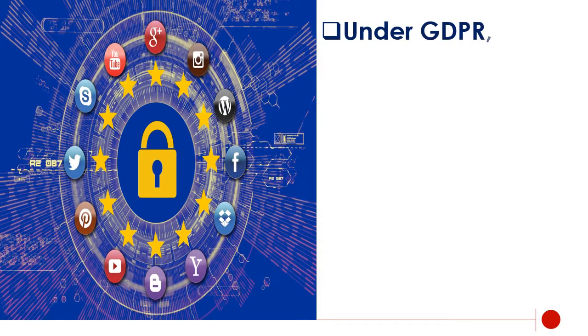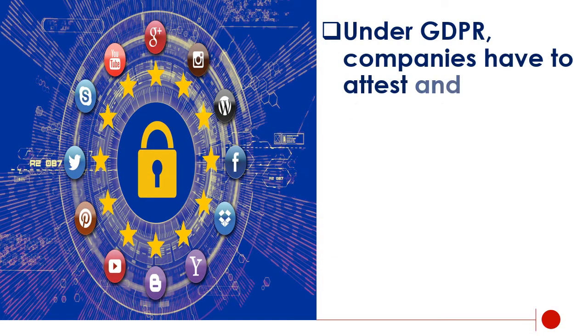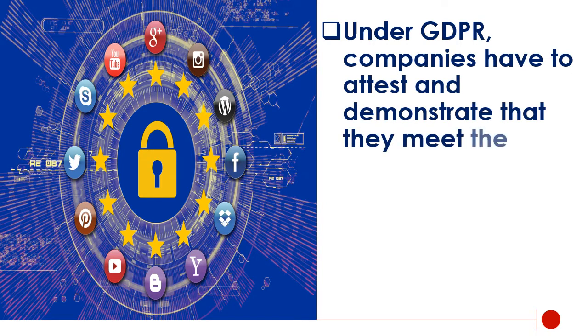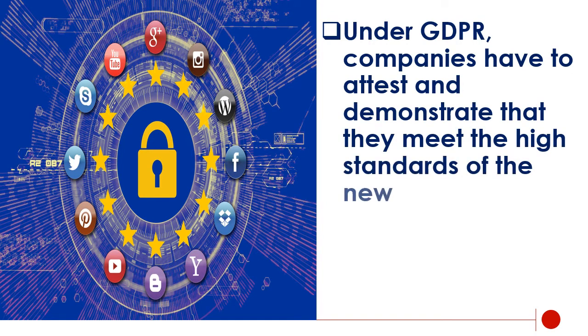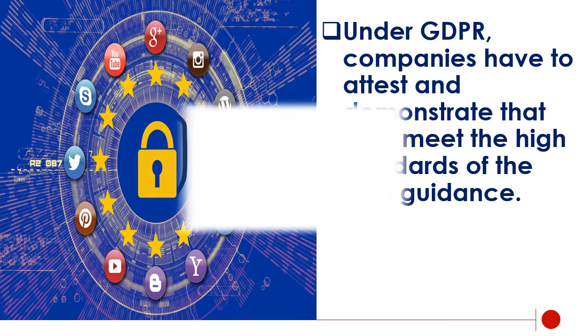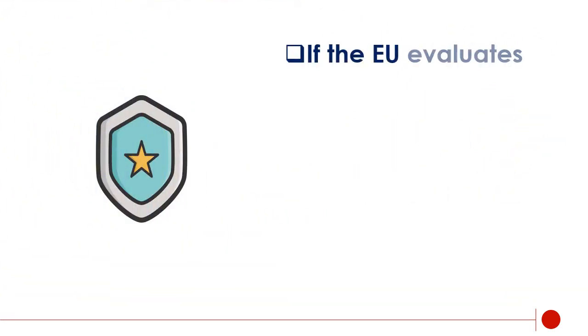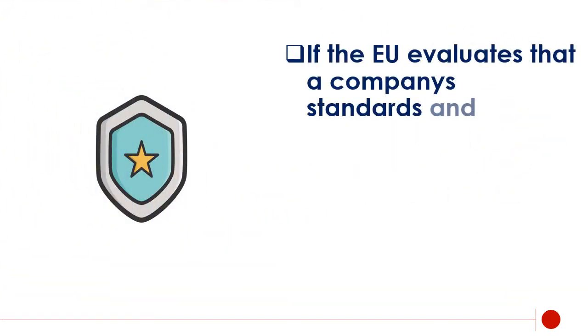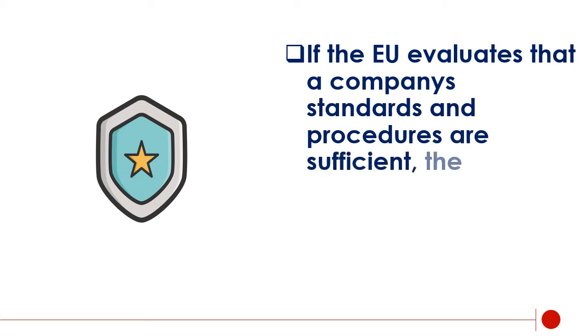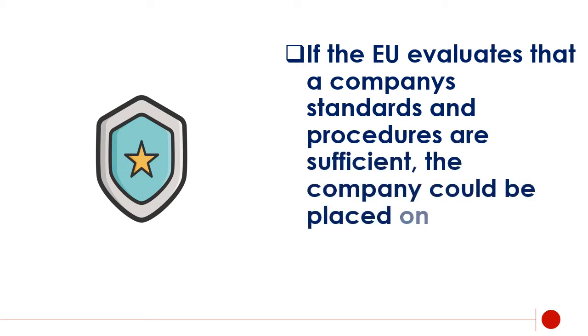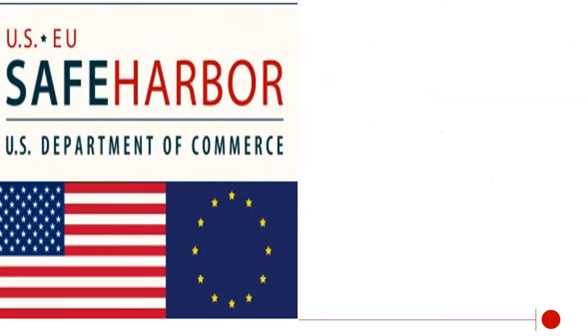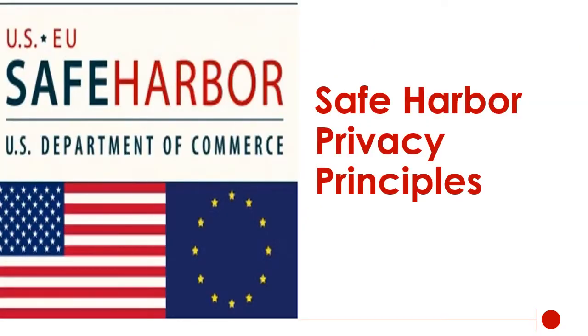Under GDPR, companies have to attest and demonstrate that they meet the high standards of the new guidance. If the EU evaluates that a company's standards and procedures are sufficient, the company could be placed on a list known as the Privacy Shield list. Safe Harbor Privacy Principles.